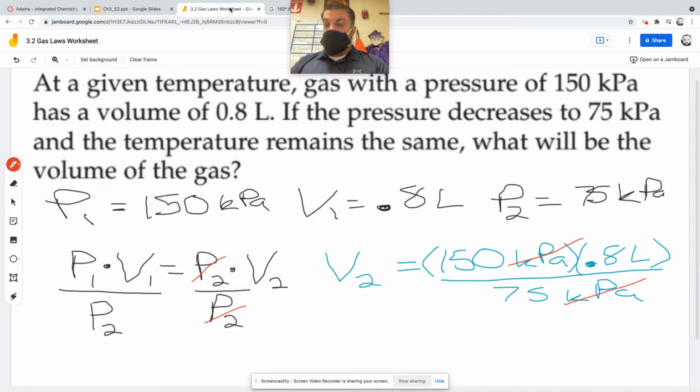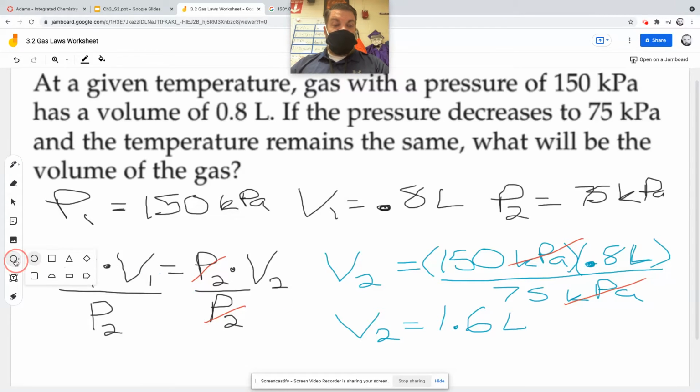So my final volume then is equal to 1.6. And the only unit I have left is liters, right? So it's 1.6 liters. And that's it. That's my final volume for this problem.